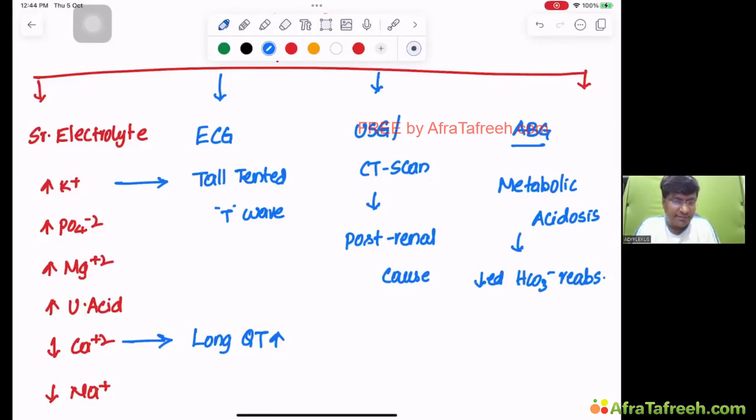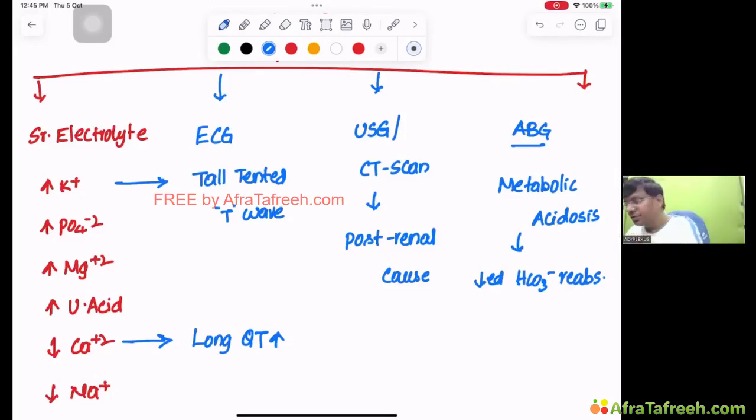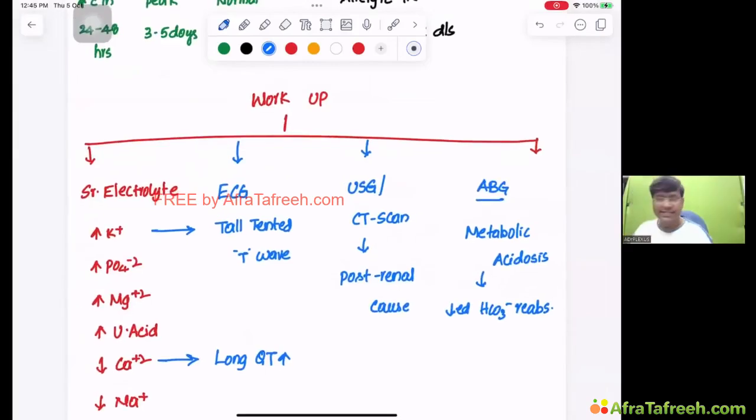Where is the site of bicarbonate reabsorption? Right. So the site of bicarbonate reabsorption is mainly the PCT, proximal convoluted tubule. So because of an abnormality in the PCT, the bicarbonate will not be reabsorbed. Okay, so that is your workup in these patients.